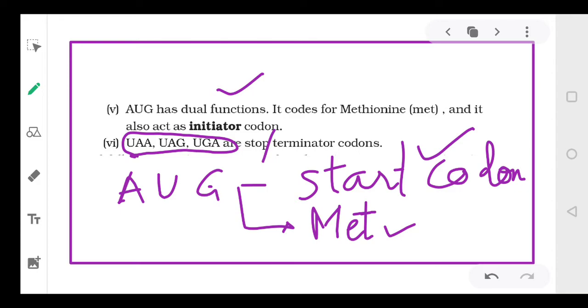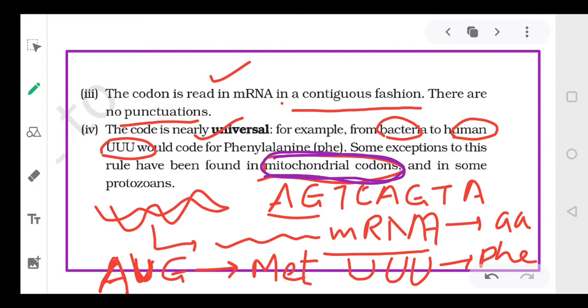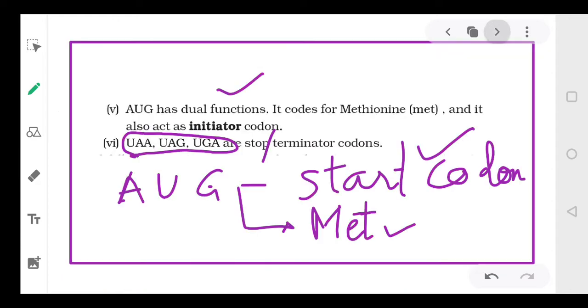Clear, everyone? So these are the 6 salient features, the characteristics of the genetic code. What is the first one? There are 64 codons, 61 will code for amino acids, 3 will act as stop codons. Secondly, the code is degenerate. Third, the code is universal. Fourth, there is no punctuation, the sequence is continuous in mRNA. Then AUG has dual functions, and 3 codons act as stop codons.